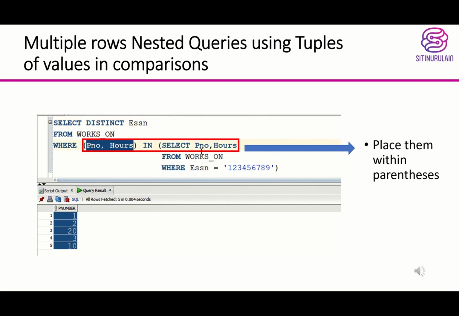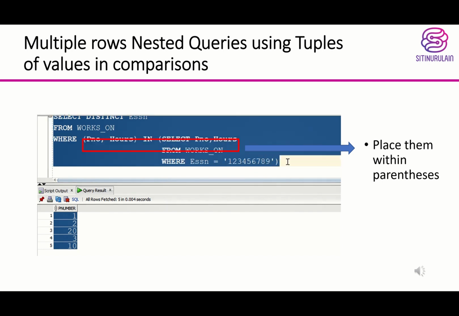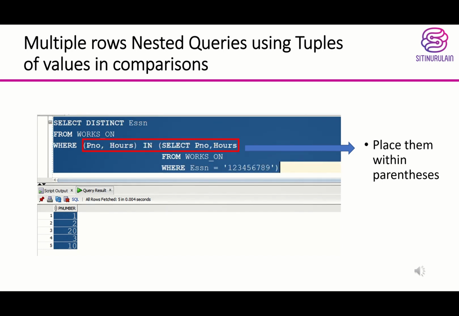This is another example of multiple row nested queries using tuples of values in comparisons. The values tuple comparison must be placed in parentheses.